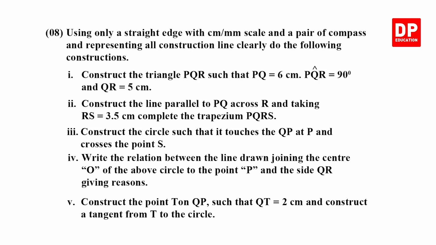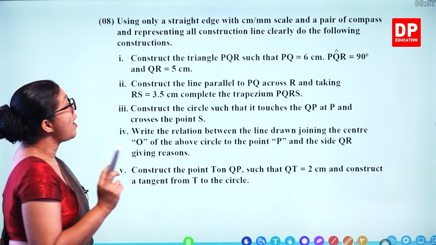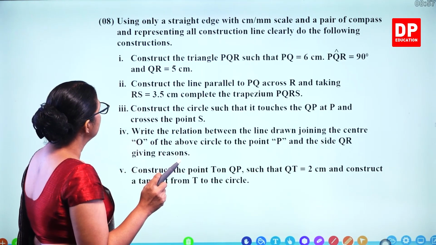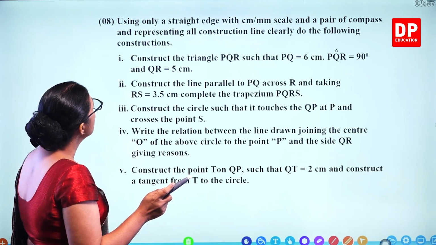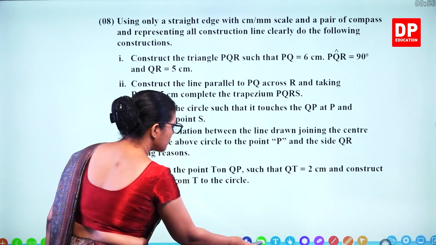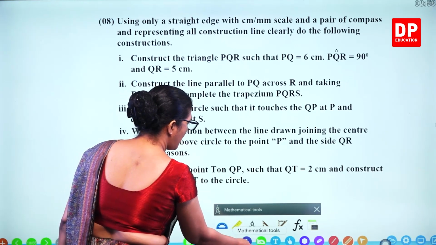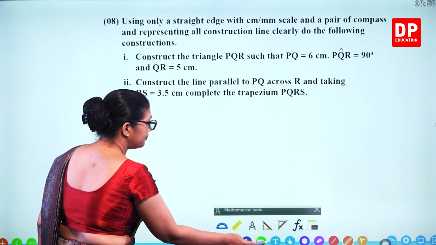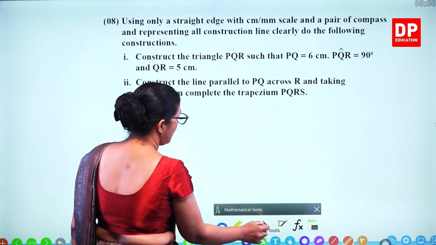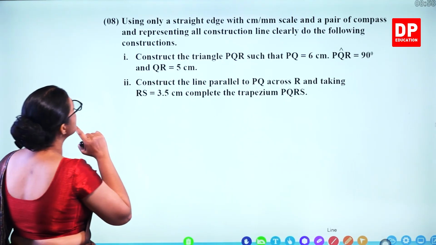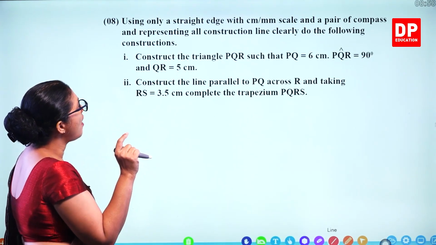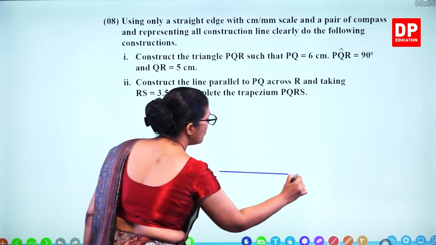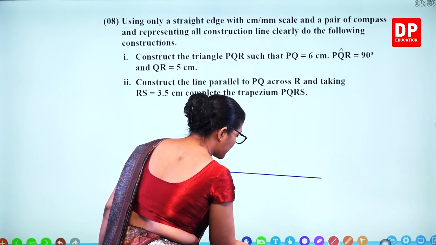Question number 8 is a construction question. So you have to use the ruler and the pair of compasses. So let's construct this diagram. So we have to take the geometry set. We'll do it separately. We can first draw the line. Now it says, first part, construct the triangle PQR such that PQ is 6 centimeters. So we'll take the ruler and draw a line first.